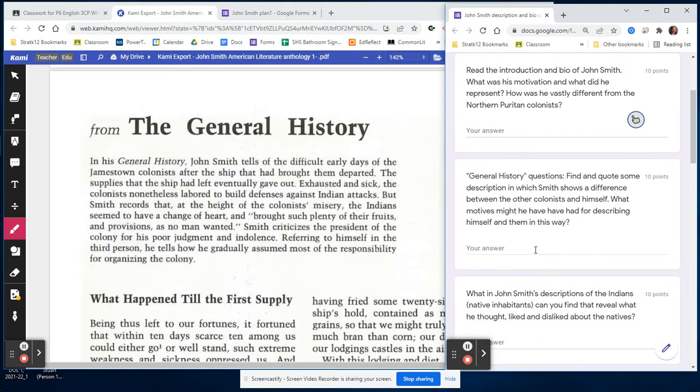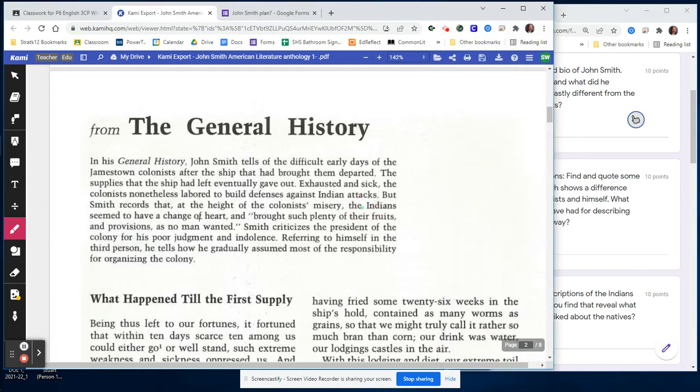If we look at the next question, the general history questions, it says, find and quote some description in which Smith shows a difference between the other colonists and himself. What motives might he have had for describing himself and them in this way? Here we go. From the General History. That's the book that he wrote.